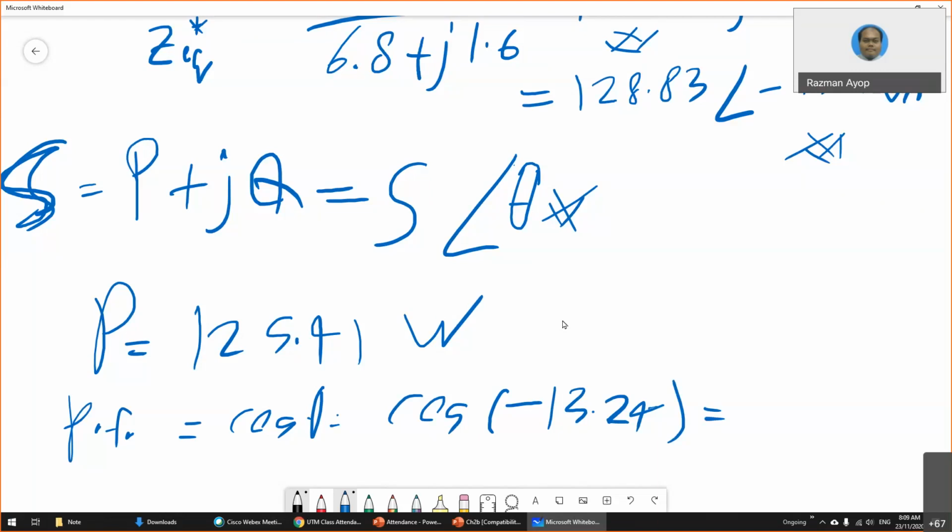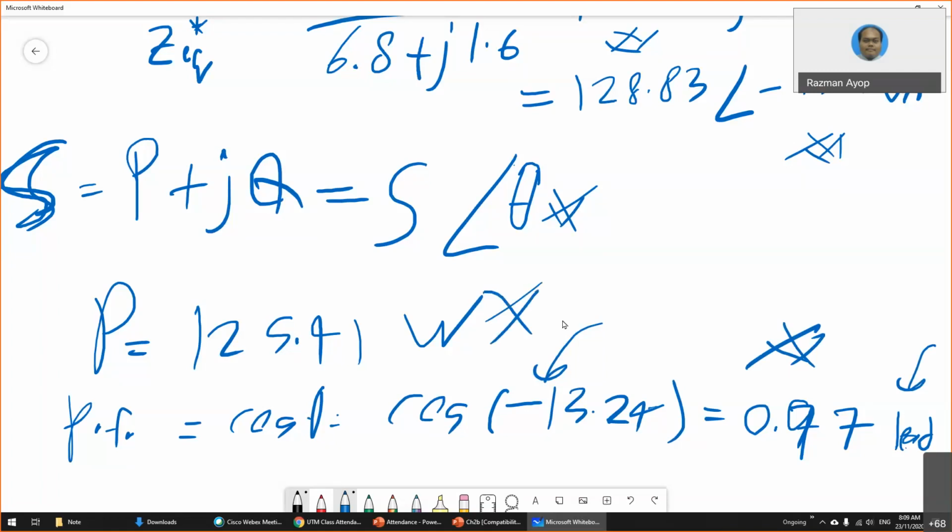Okay, cos 13.24, so the power factor is 0.97. And remember I said before, this is negative, right? So negative means that it is leading. So when you write power factor, make sure you mention the lead or lag. For this case, if the angle is negative, it means that it is leading. So the power factor is 0.97 leading. So you get the answer.